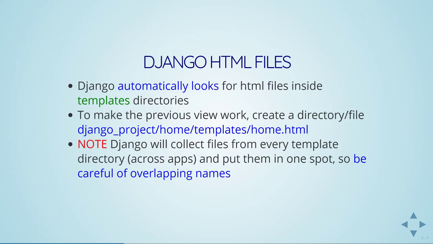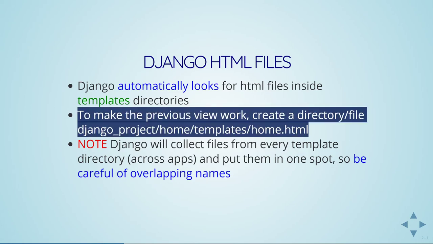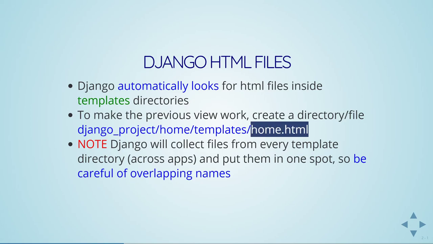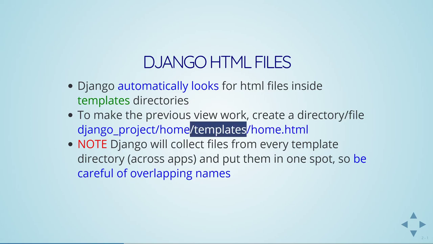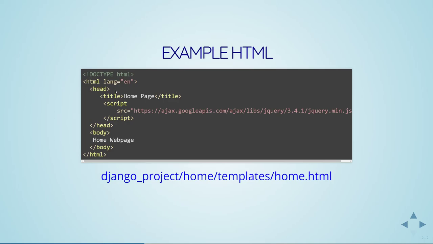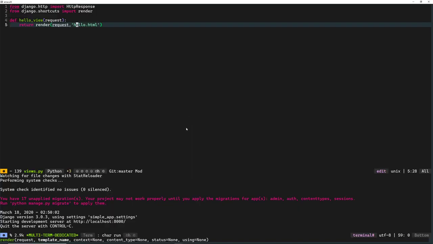Just because what Django will do is find all of these templates directories from all of the apps in your project, collect all of these files and put them in one place. So if there are files with the same name, overlapping each other, they'll overwrite each other. So we do want to avoid that, but screw that for now. I'm just gonna live dangerously a little bit and make this directly templates, and we put this home.html there. Okay, and just an example of some sample HTML, we use this right here.